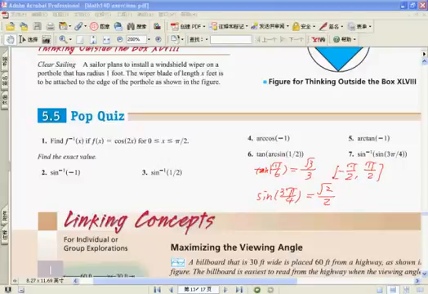Now, this time you can find the inverse sine of root of 2 over 2. Now tell me, what is the angle? Pi over 4, right? Pi over 4. You see, pi over 4, which is different from 3 pi over 4.